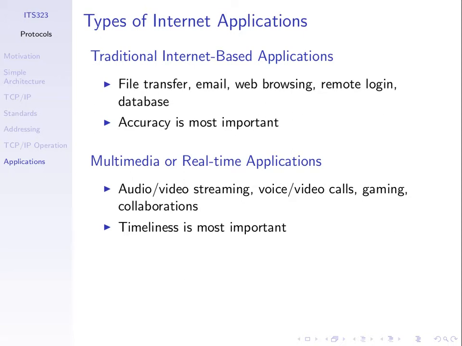Collaborations like sharing your desktop with someone. You can view someone else's desktop. So that's an example of a collaboration software. These type of applications, still internet applications, but usually have different requirements in terms of performance. Timeliness is more important. That means that from when we send some data until when it's received, the time it takes should be small. For these applications to work well, we care more about a short delay, a small time to communicate, whereas these traditional applications, we care more about making sure the data gets there 100% accurately.